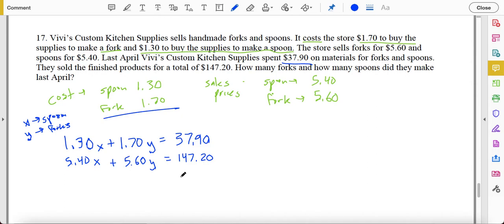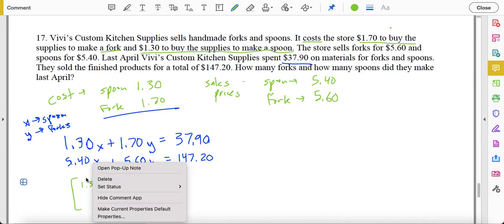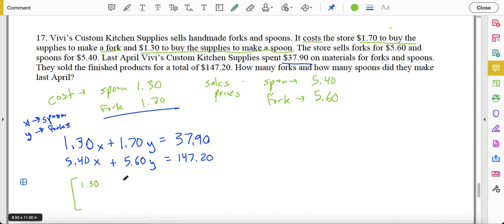So since this is on the calculator portion of the test, we can use our trusty matrix operations to make a matrix and use a matrix to solve this. Because why not, right? It's another tool that we have at our disposal. So 130, 170, 540, 570, X and Y. If you ever use this method, make sure you set up the matrix equation. 3790, 147.20.